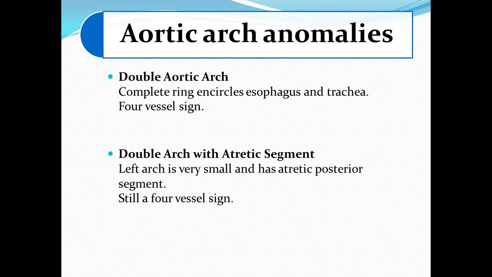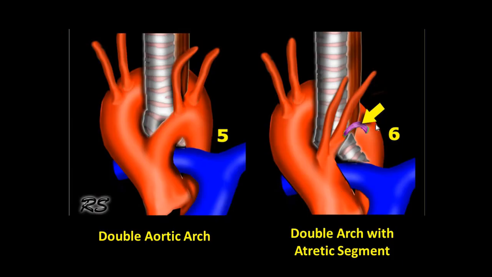A similar case, with a little difference, is the double arch with atretic segment. In this case there is a large arch and a small arch, but there is a portion which is not totally patent. It's like a ligament. This small ligament is completing the circle, but the arch is not complete on this side. There is the right arch here and a small arch on the left side. There are four vessels here, making the four-vessel sign. So this is a case of double arch with atretic segment.